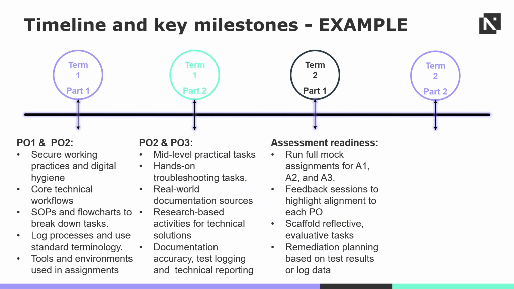So for example, assignment 1, installation and configuration planning, aligns to performance outcomes 1 and 2. Assignment 2, the end user support and documentation, can align to performance outcome 1 and 2. And assignment 3, system deployment, monitoring and analysis, would align to performance outcomes 1, 2 and 3.